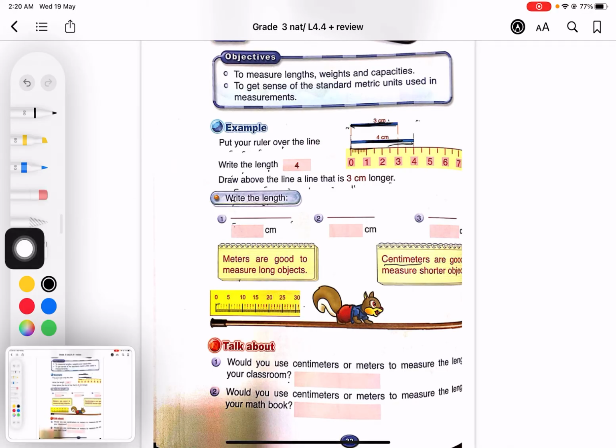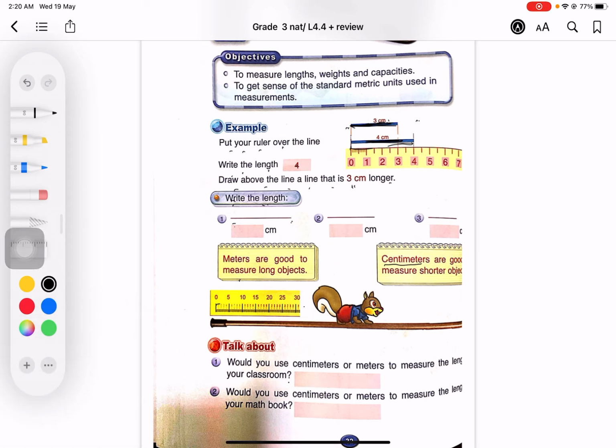Meters are good to measure long objects. Centimeters are good to measure shorter objects. So we use meters to measure long objects. We use centimeters to measure short objects. So I will bring my ruler to measure things.